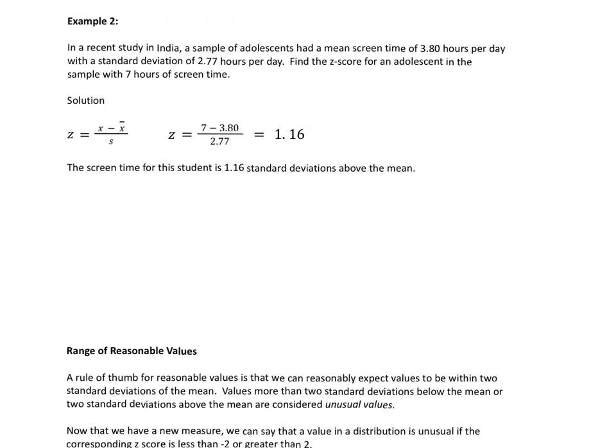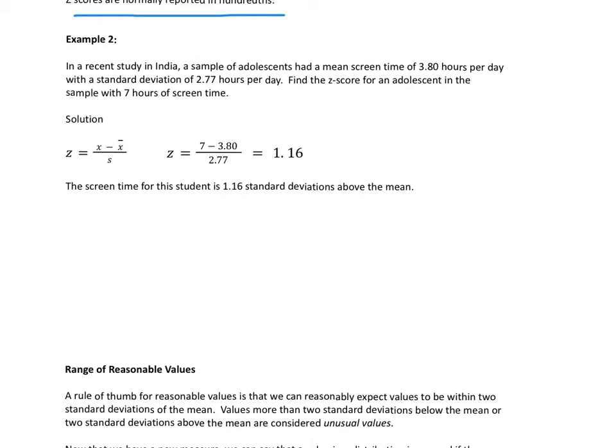Another example. In a recent study in India, a sample of adolescents had a mean screen time of 3.8 hours per day. It doesn't tell us how large the sample is, but that's irrelevant in this calculation. Hopefully it's representative of the population. We know that's important. And a standard deviation of 2.77 hours per day. Well, right away that tells me that the standard deviation is large compared to the mean. So there is a lot of variation in this sample. But again, all we're doing is calculating a z-score here. We're not thinking about that stuff yet.